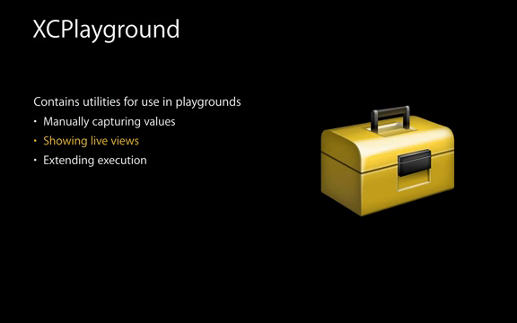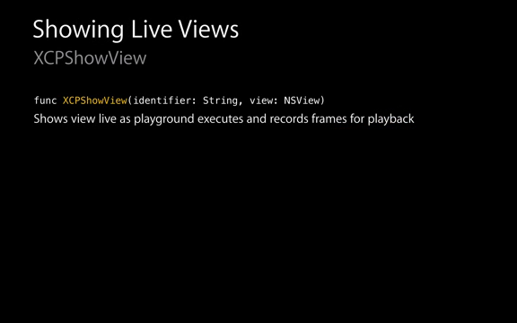The second piece of functionality which the XD Playground framework provides is the ability to show live views in the timeline. And you do that by calling this XDPShowView function. It takes an identifier and the view that you want to show. After calling it, we'll show the view live while the playground executes, and then we'll record frames as the playground executes so you can play them back once execution finishes.